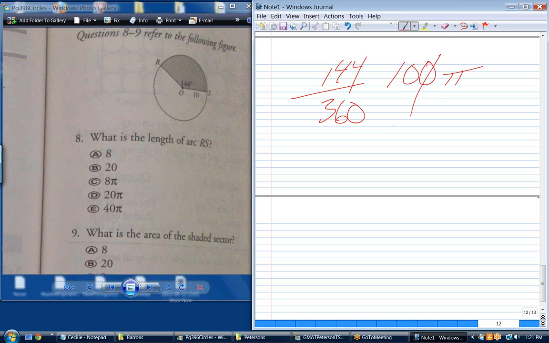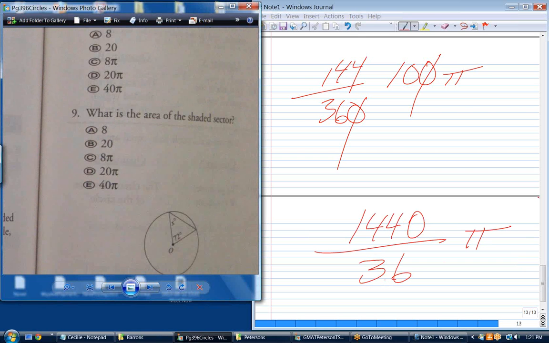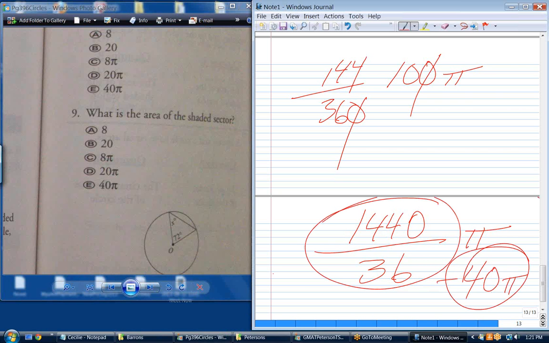Okay. Now I can do that. And now I have what? 1440 divided by 36 pi. What kind of answers are we looking at? Must be 40 pi. In other words, I don't even have to do that math. You see why? You just see the answers.